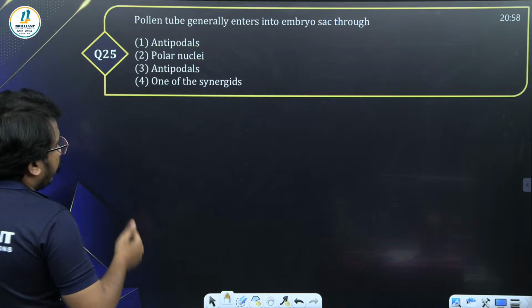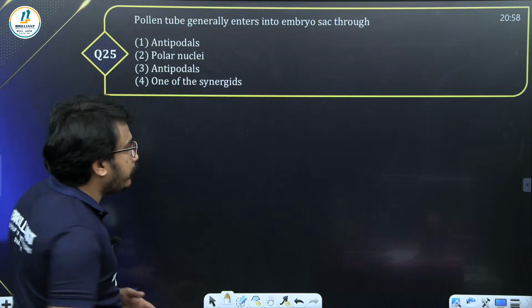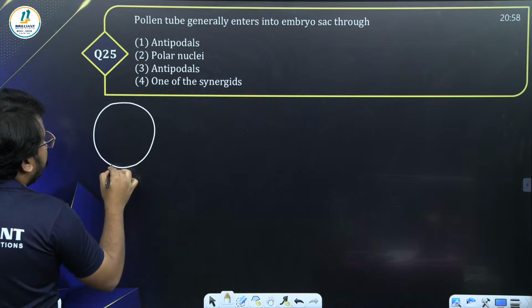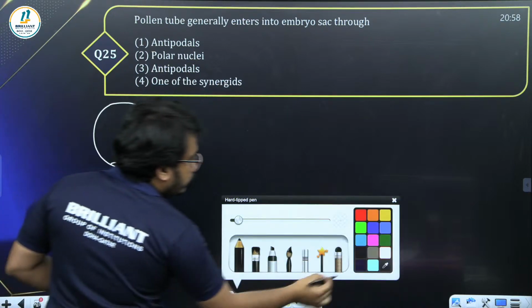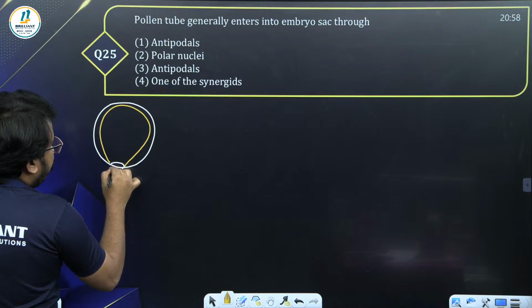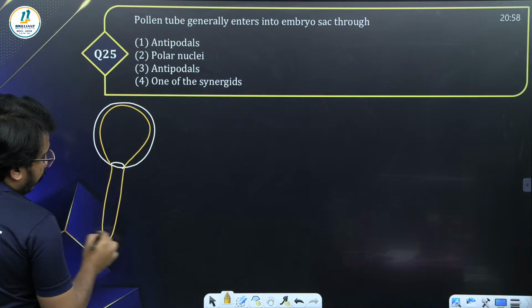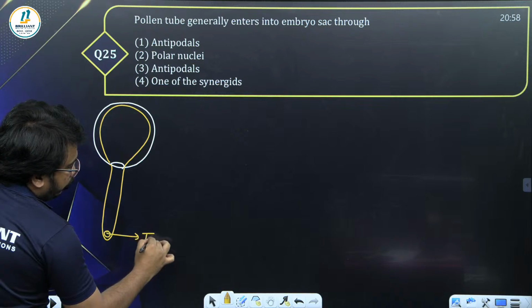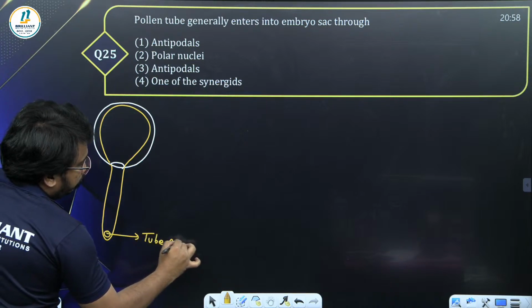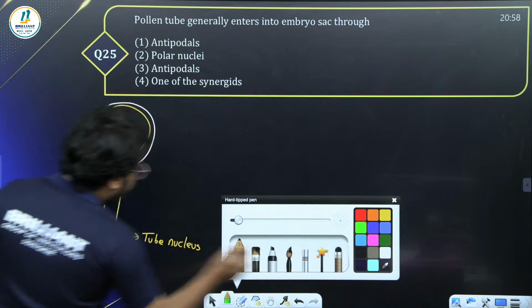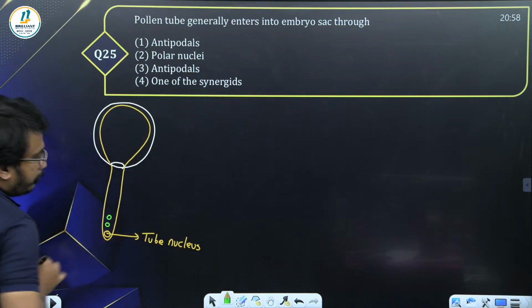So that part also, let's have a discussion, especially double fertilization. A pollen, after falling on the stigma through the germ pore, you should understand the vegetative cell will be coming out like this. First exiting is the vegetative nucleus. That vegetative nucleus will be called the tube nucleus. Then following that, the two male gametes will be coming.